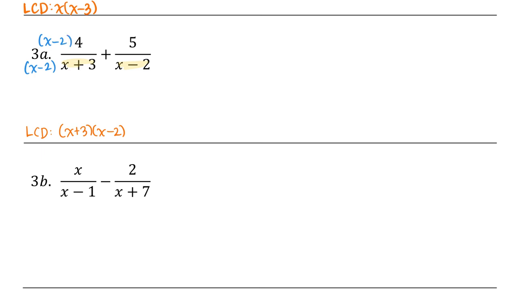For the second fraction, this one has an x minus 2, but it does not have an x plus 3. So let's multiply by x plus 3, bottom, top. Now my common denominator is x minus 2 and x plus 3. The order does not matter.